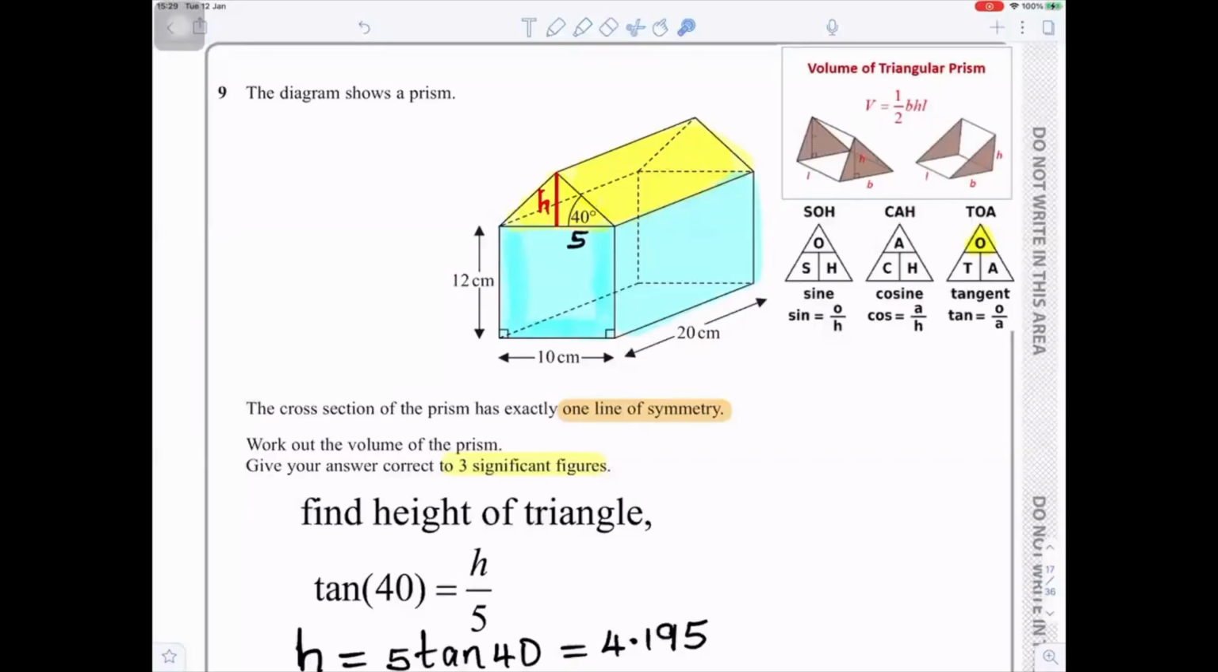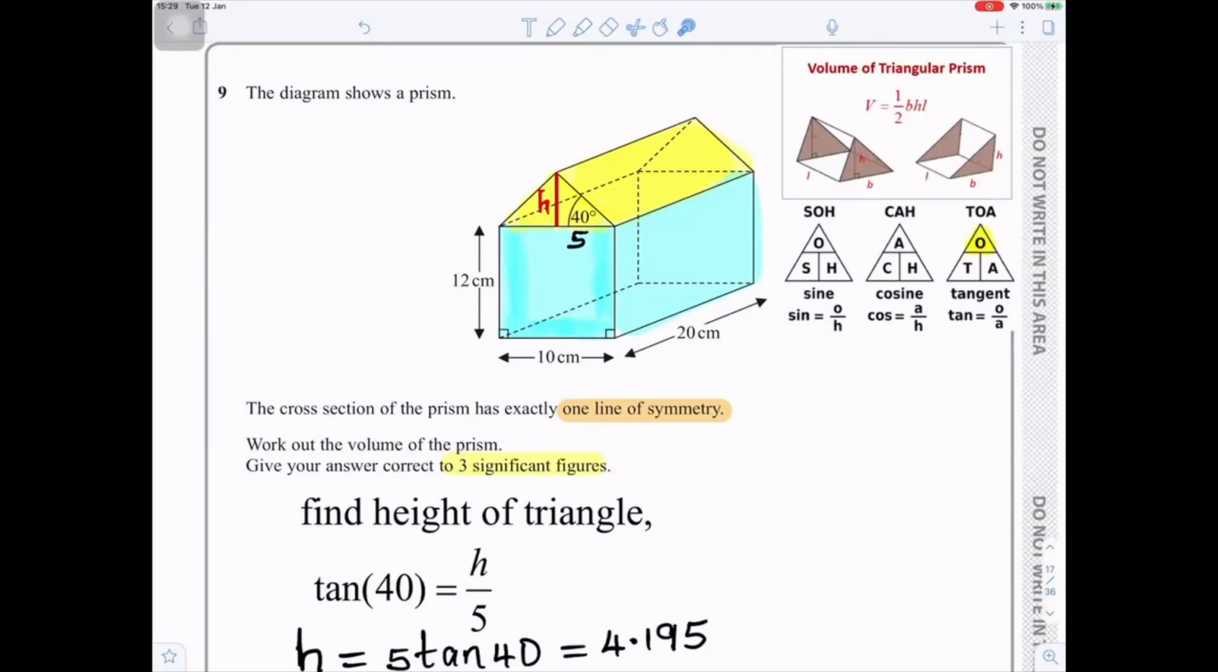Question number 9. The diagram shows a prism. The cross section of the prism has exactly one line of symmetry. Work out the volume of the prism. Give your answer correct to 3 significant figures. So there are some formulae which I'm going to use. If you look on the top right hand side, you will see I've got the volume of a triangular prism is half base times height times the length.